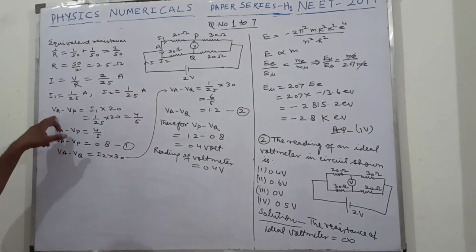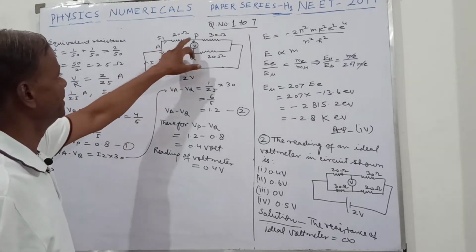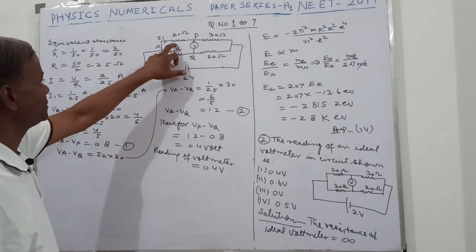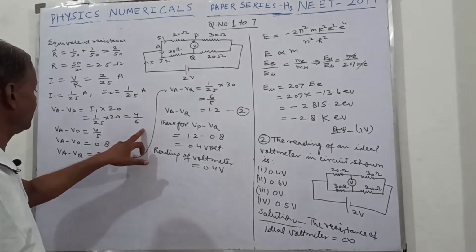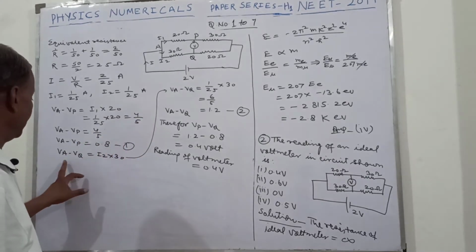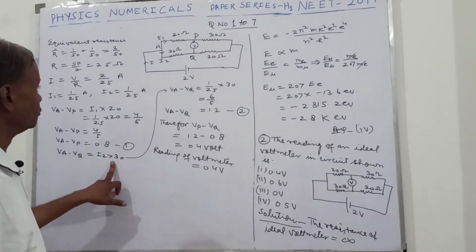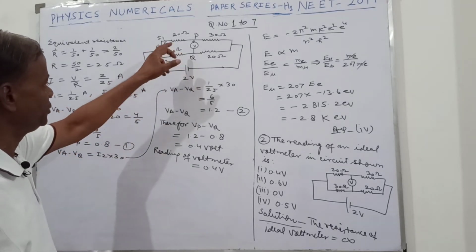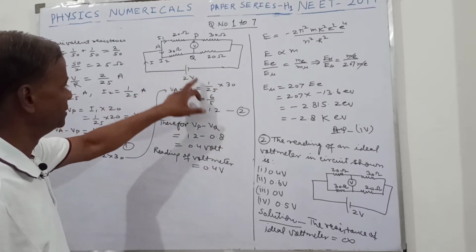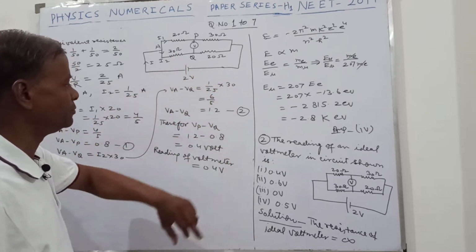Now then find VA minus VP. VA minus VP, so this is I1 into 20. Resistance is 20. Now this is so much, so 4 upon 5, this is 0.8. And then VA minus VQ. VA minus VQ, this is 1 upon 25 into 30. This is now 30. 6 upon 5 is 1.2.